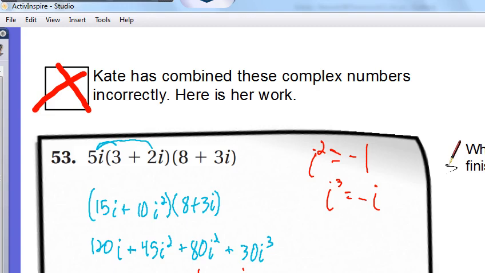That's right, we got like terms there. We got negative 125. We put the real number first, just tradition again. Plus 90i.